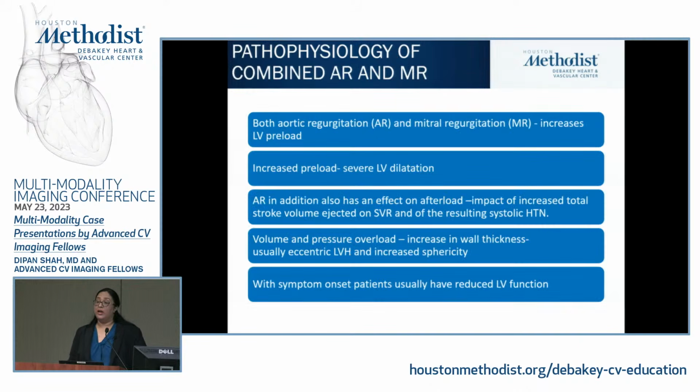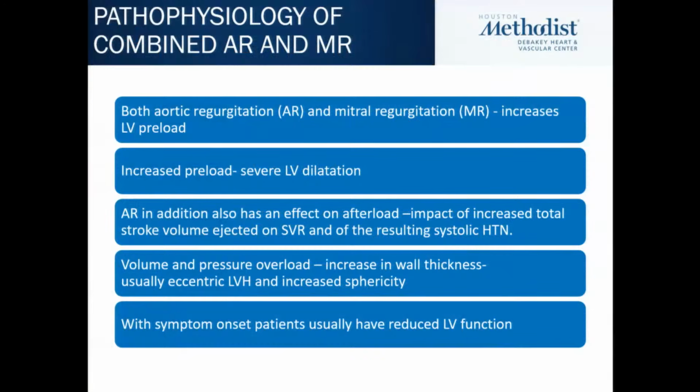So when you look at aortic regurgitation and mitral regurgitation combined, in the pathophysiology, both of them increase the LV preload. So you have diastolic stress. And this increased preload from both AR and MR can result in accelerated LV dilatation and dysfunction as compared to someone with just pure AR or mitral regurgitation.